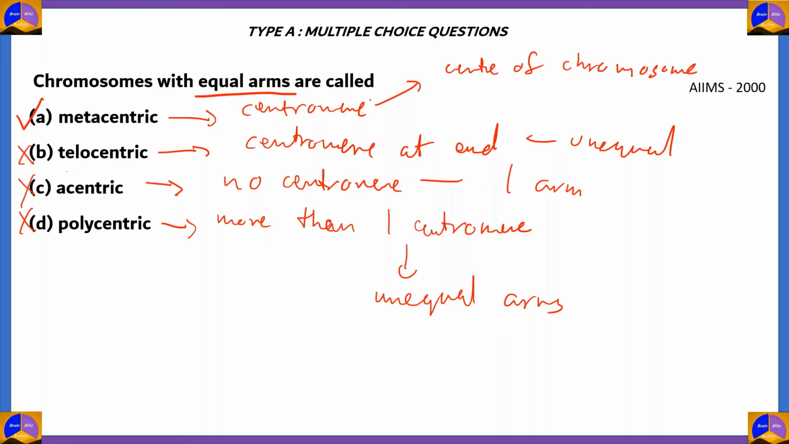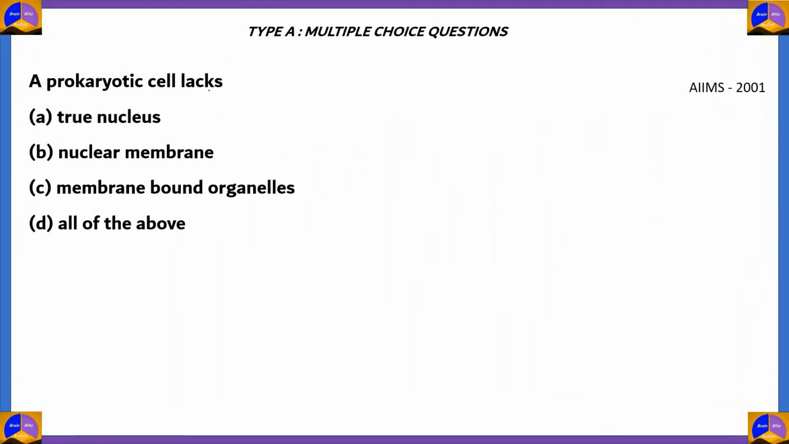So option A is the right answer. Next question. A prokaryotic cell lacks true nucleus, nuclear membrane, membrane-bound organelles, or all of the above. Option C, membrane-bound organelles. A prokaryotic cell contains ribosomes, which have no membrane.